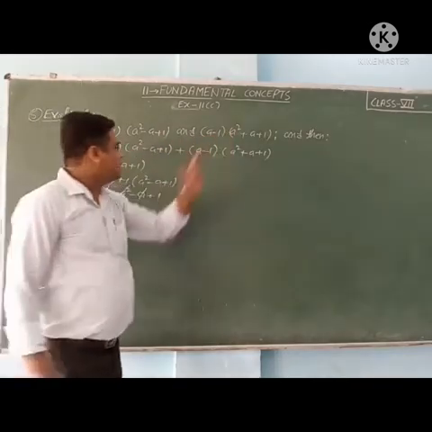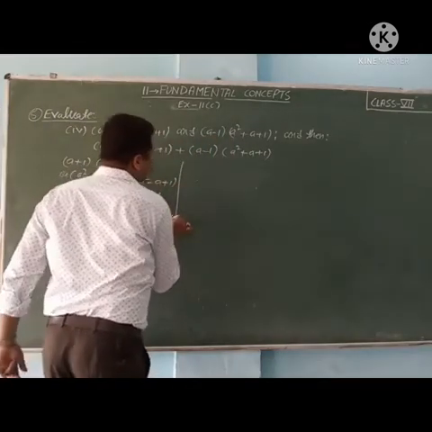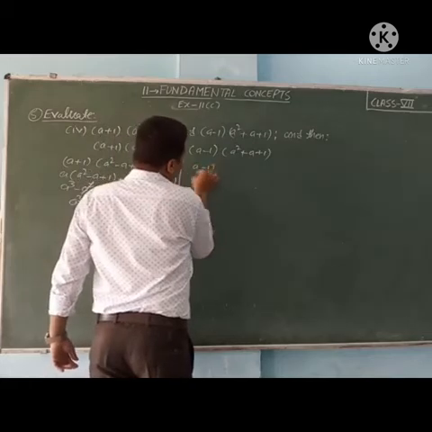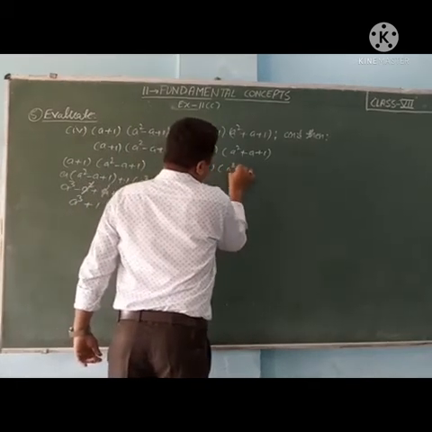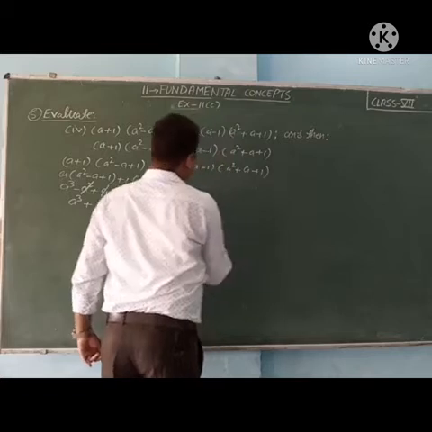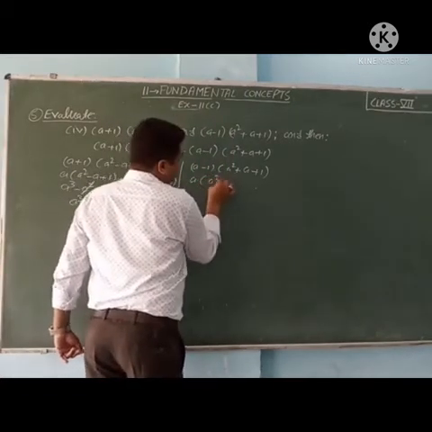Now we will do this multiply. So we will draw a line here. A minus 1, then a square plus a plus 1. So a and this complete expression.